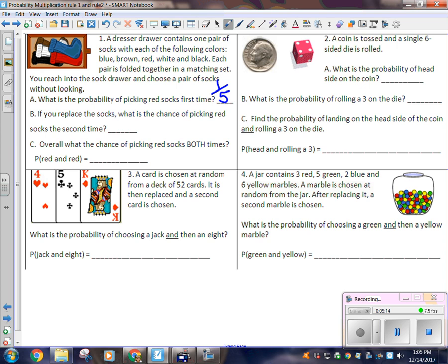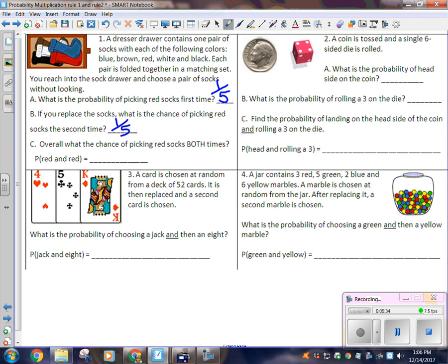Replace the socks. What is the chance of picking red socks a second time? 1 out of 5. Because you replace the socks, now the two events are considered independent. Because I replaced it, the chances are back. It says, overall, what is the chance of picking red socks both times?